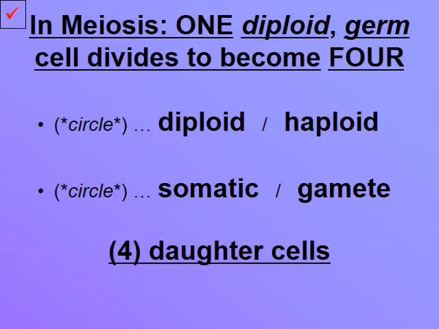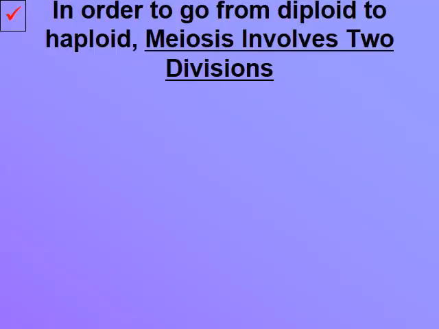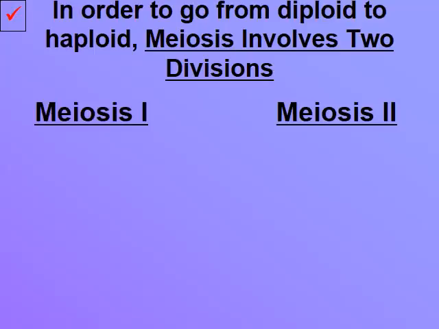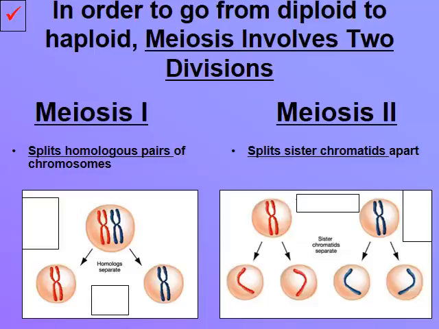So in meiosis, one diploid germ cell divides to become four haploid gamete cells. So in order to go from diploid to haploid, meiosis involves two divisions. We have meiosis I and meiosis II. During meiosis I, we split the homologous pairs of chromosomes, whereas in meiosis II, we split sister chromatids apart, which we'll go through shortly.